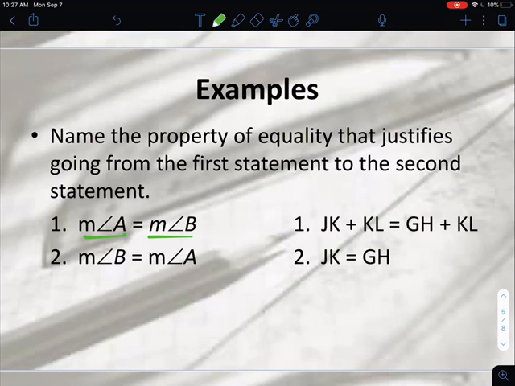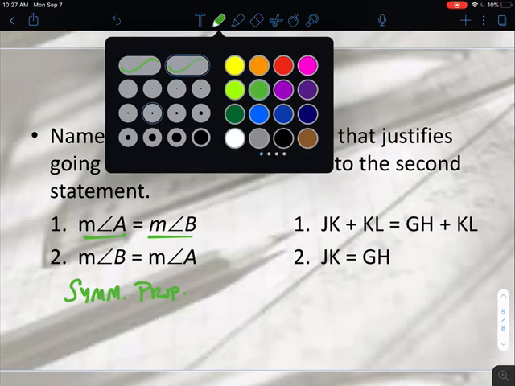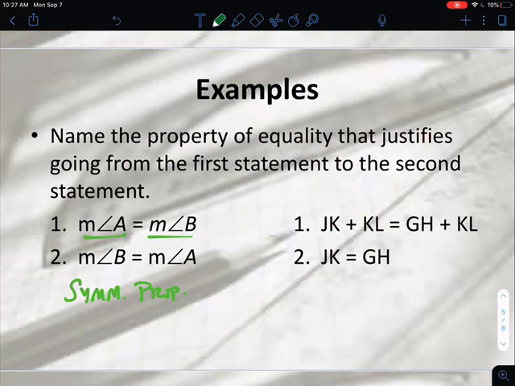If we look at this example here, measure of angle A equals measure of angle B, and then notice they flip-flopped the two statements. They just moved angle B to the left and angle A to the right. So when we flip-flop like that, anytime we see that switch, that's our symmetric property. That's one of our kind of newer ones. That's one you want to make sure you understand. When we flip-flop the statement, we're using symmetric.